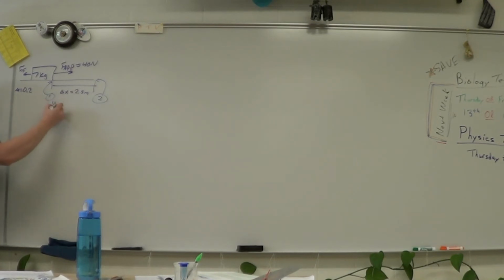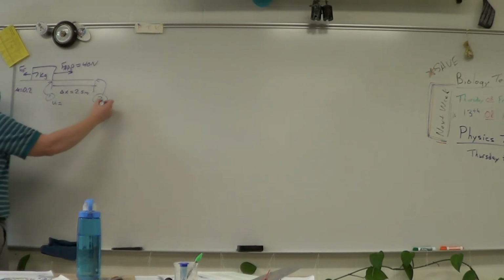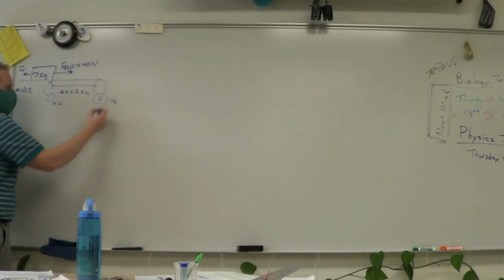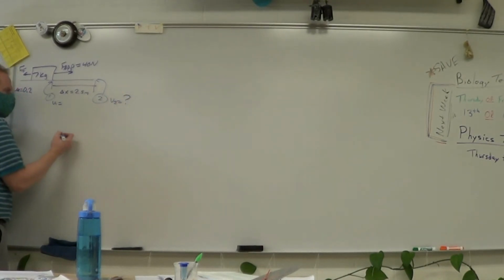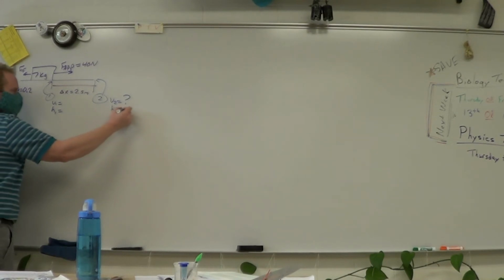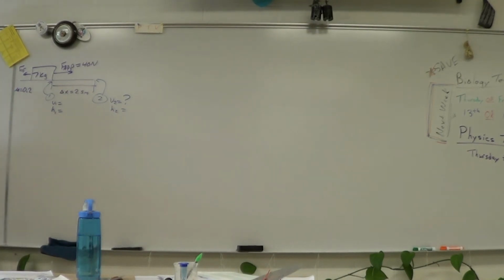At location 1, we're going to want to know what V1 is. At location 2, we're going to want to know what V2 is. That's actually what they're asking us to solve. At location 1, we should know H1. At location 2, we should know H2. At location 1, we should know if there are any springs. There aren't any springs. And at location 2, we should know if there are any springs, and there aren't any springs.